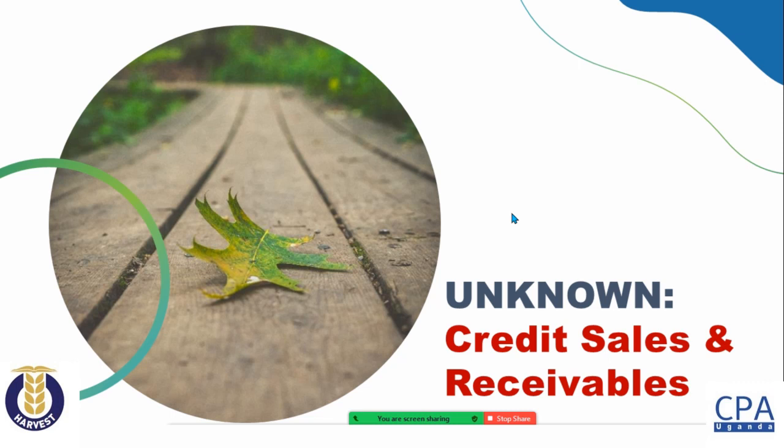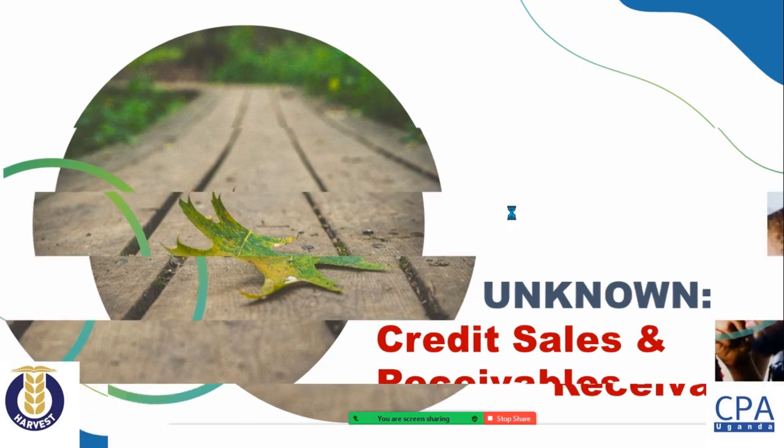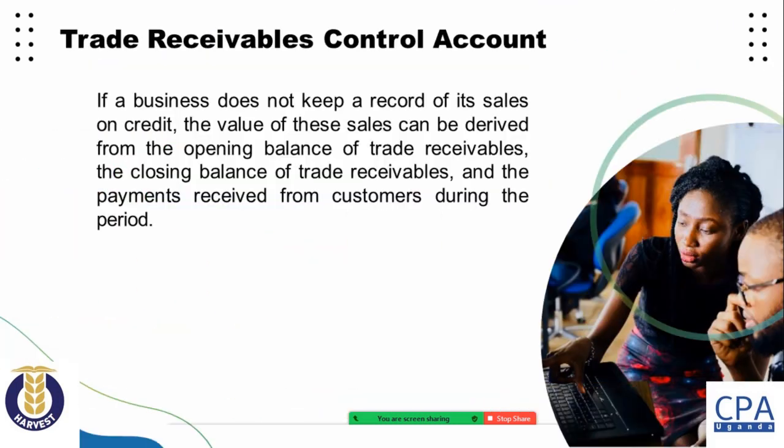Next, you may find yourself in a scenario where the sales are not known, the credit sales are not known, or receivables are not known. In that way, we shall have to use the trade receivables contra account to try and reconcile between the opening and closing balances. Depending on the unknown, we shall be able to get the figure for credit sales or the figure for trade receivables.